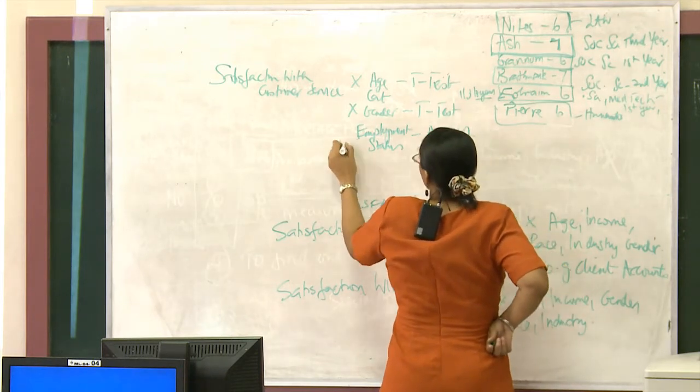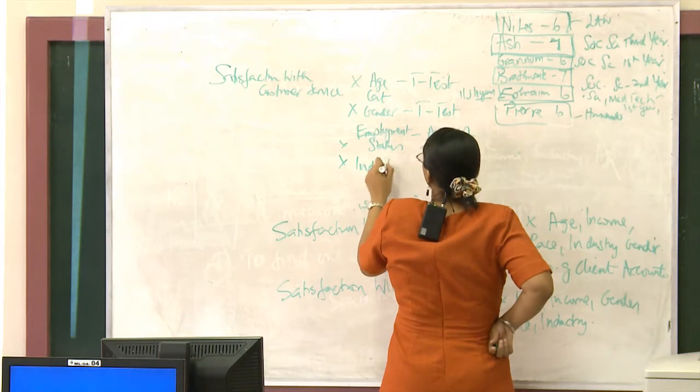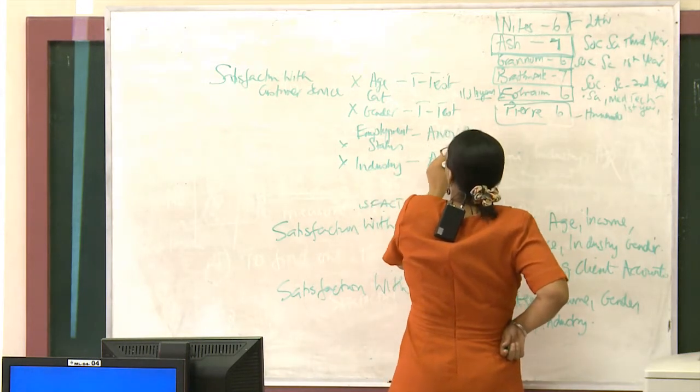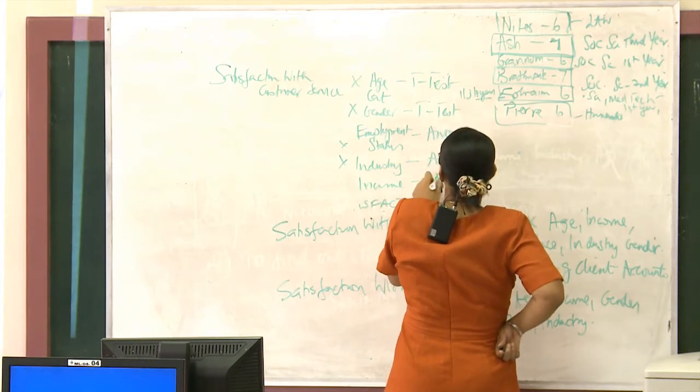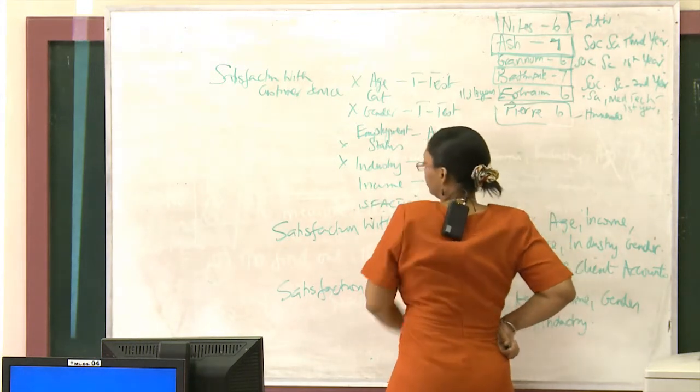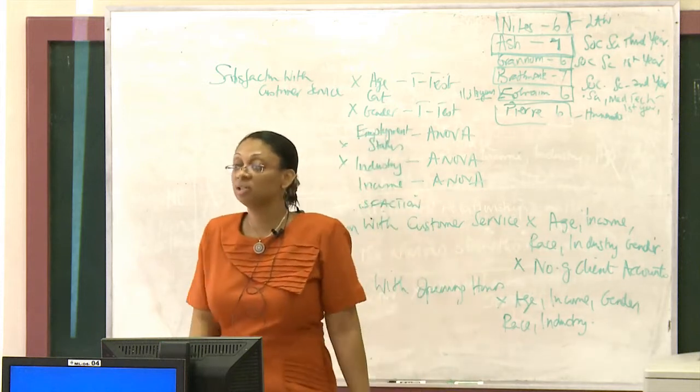Satisfaction by industry. What am I running? ANOVA. Satisfaction by income, what am I running? ANOVA. And I would do that for all the satisfaction questions.